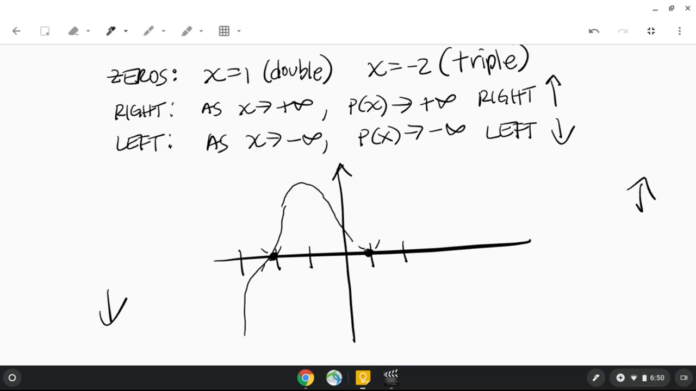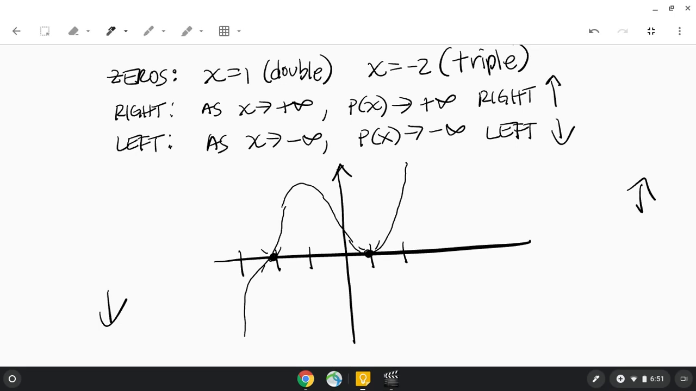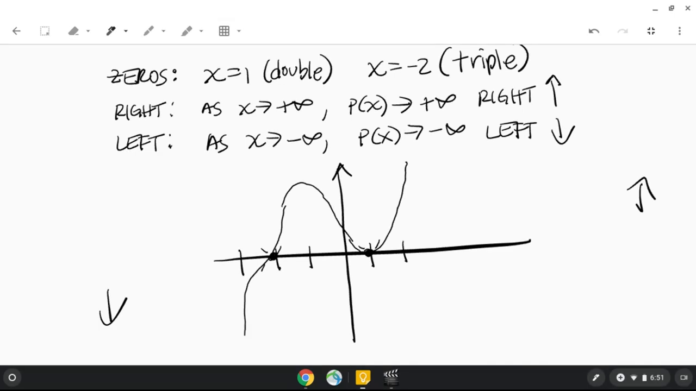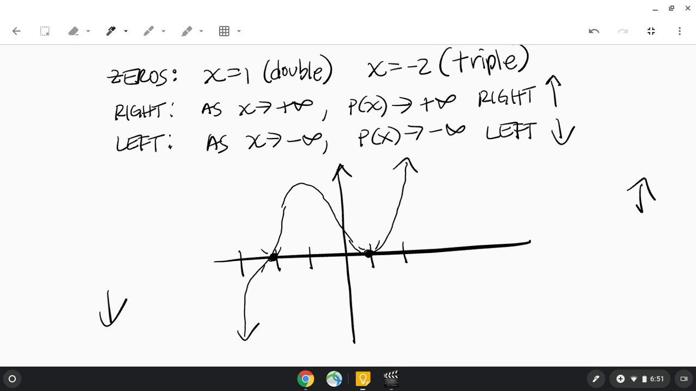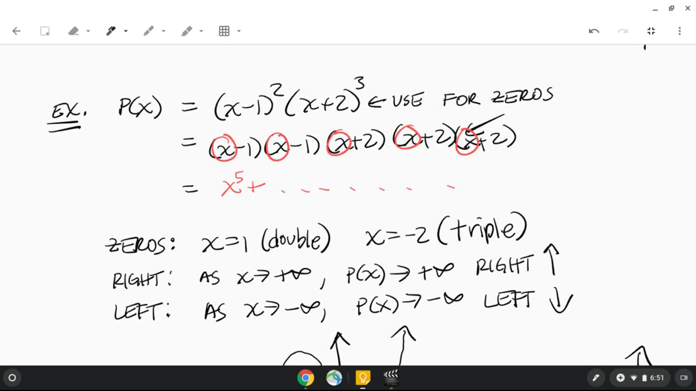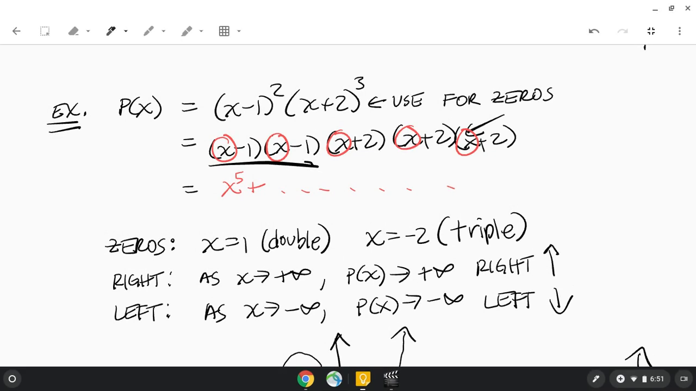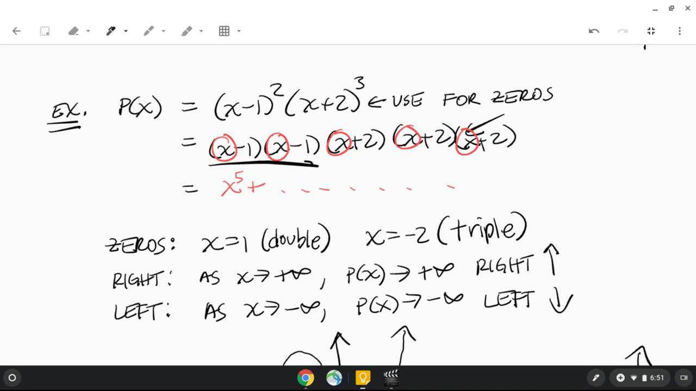And then over here, this one is a double 0. So over here, we're not going to go through this one. We are going to behave kind of like a parabola. Okay, so here we have much more interesting behavior. So that is pretty much it. Just be careful with your double zeros and your triple zeros. Again, these were double and triple zeros because you can see here x equals 1 repeated twice, x equals -2 repeated 3 times.